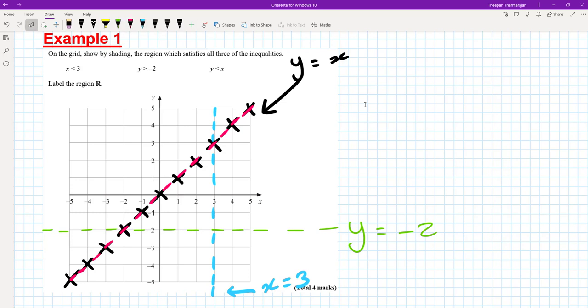So we want the region that's below x equals 3, and we want the region that's greater than -2, as in above the line. I want the values where y is less than x, and that's always going to be below this line. So if I shade in this region here with the letter R, this is the required region. This is the first example of a graphical inequality.